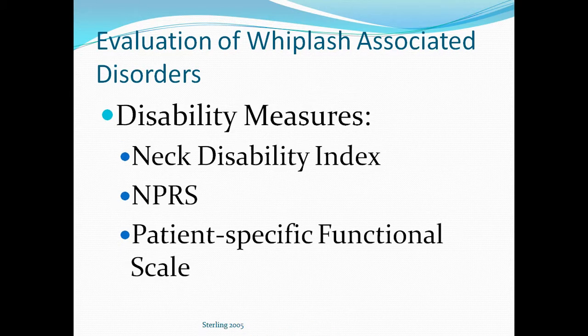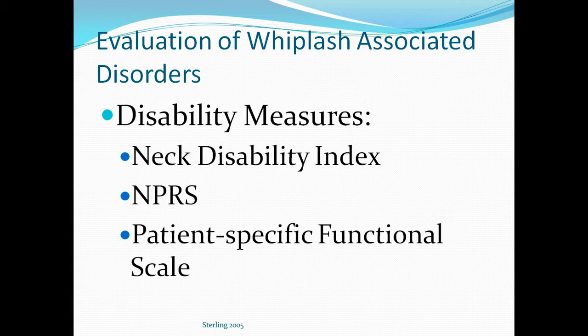Other disability measures that are commonly used for patients with neck pain can also be appropriately used for patients with whiplash. These include the Neck Disability Index, where a score of less than 8 indicates that the patient has recovered, a score of 10 to 28 indicates mild pain and disability, and a score greater than 30 indicates moderate to severe pain and disability. The Numeric Pain Rating Scale is another. We're looking at the severity of the pain, and we also want to make sure that we're asking the patient whether the pain is constant or variable.